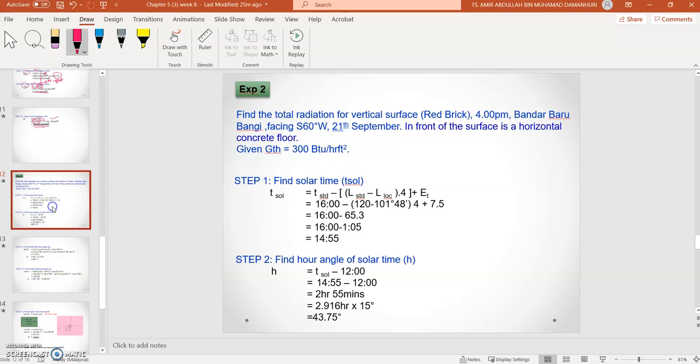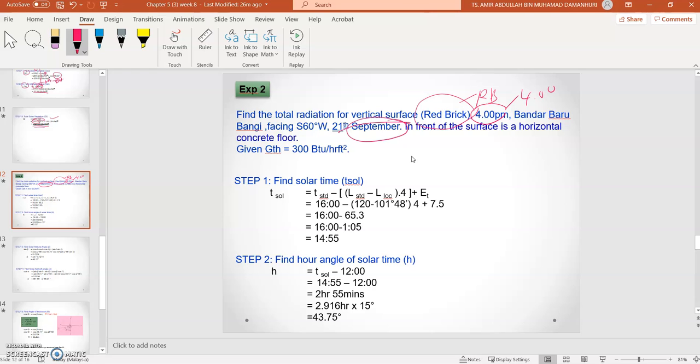So next one, this is another example of solar radiation. The example is almost the same as before, but now they are different because of the material here. Find the total radiation for a vertical surface, where the material is red brick, at Bandar Baru Bangi. The time is 4 p.m., facing south 60° west, on 21st of September.